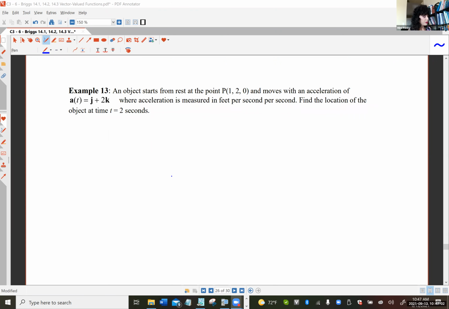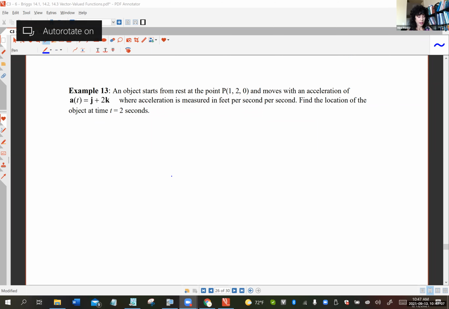So let's do example 13, shall we? This one's a little bit tricky, but I like it because it segues into what we need to complete today, which is projectile motion. So you're going to have to integrate twice. And this is similar to what you were given when you did a Calc 1 problem.